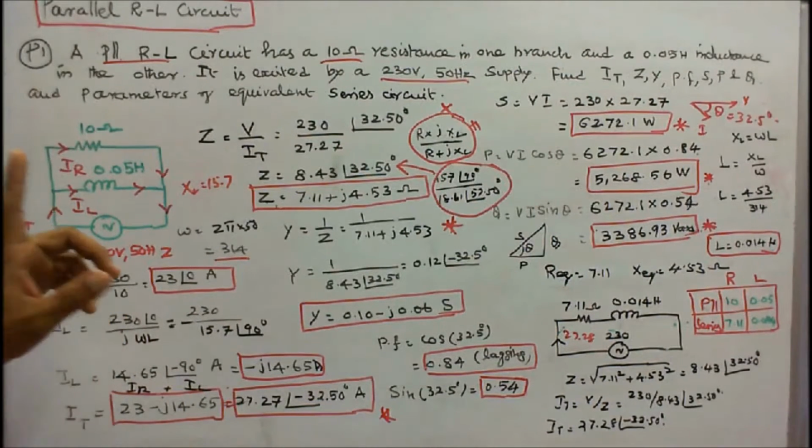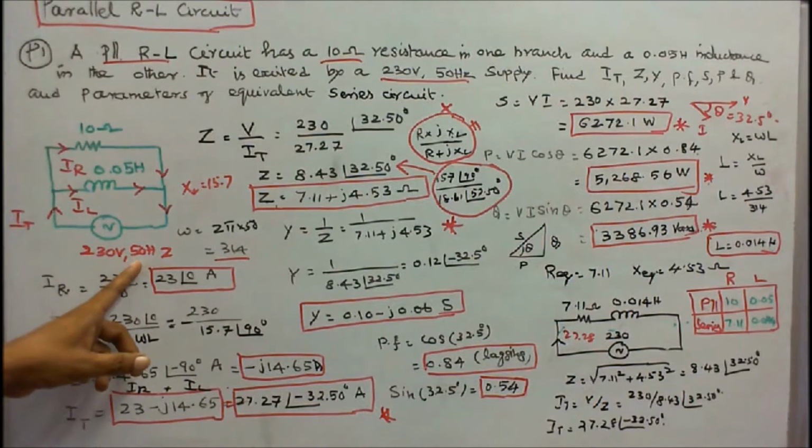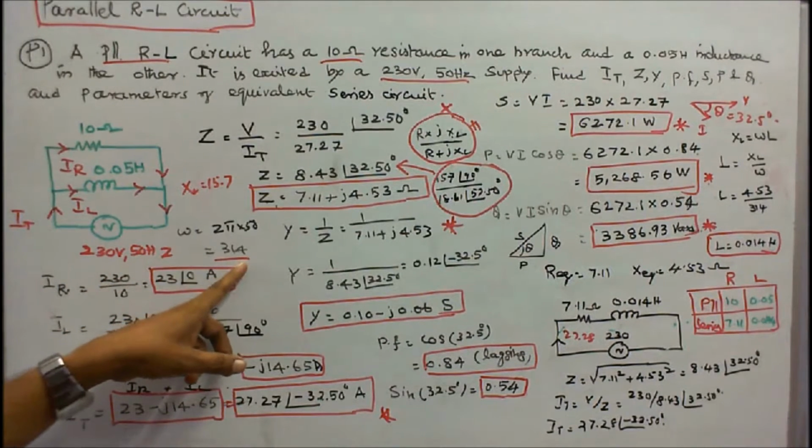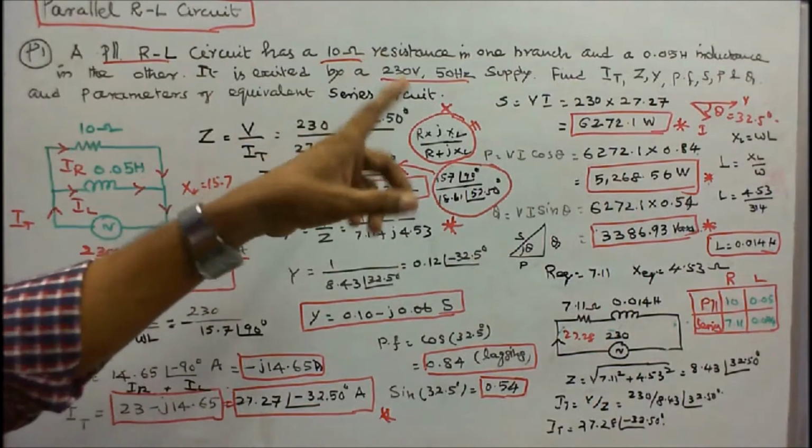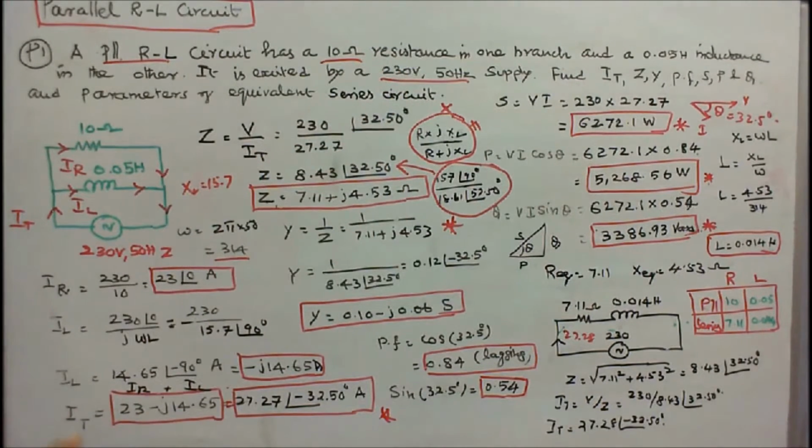Omega is equal to 2 pi F. Frequency is given as 50, so omega is equal to 314. L is equal to 0.05 Henry, as given. IL is equal to 230 divided by 15.7 angle 90 degrees. IL is equal to 14.65 angle minus 90 degrees, or minus j 14.65 amps.